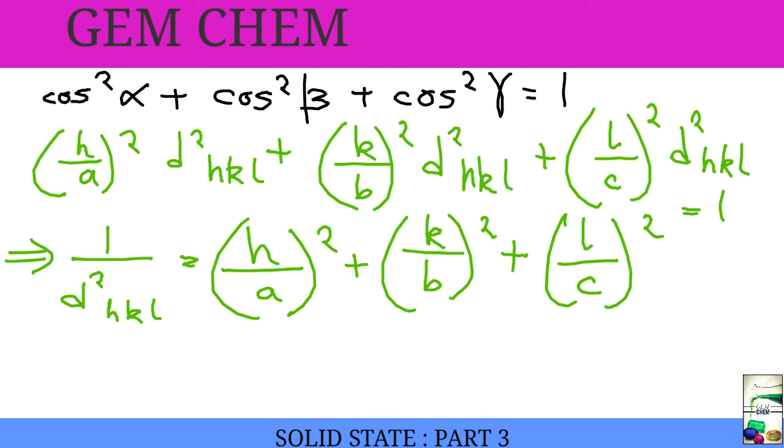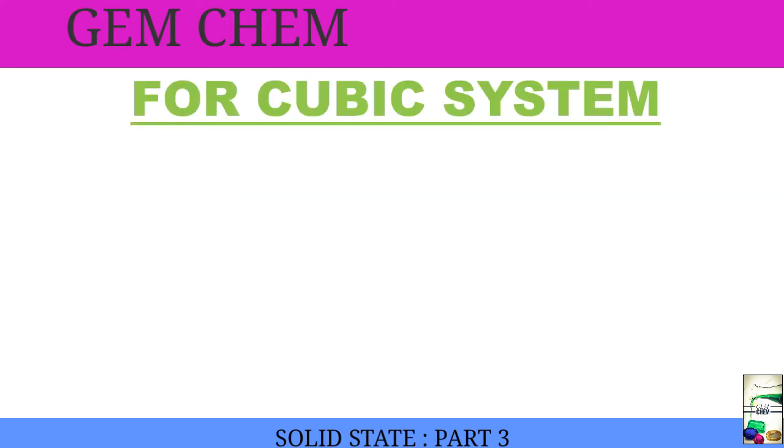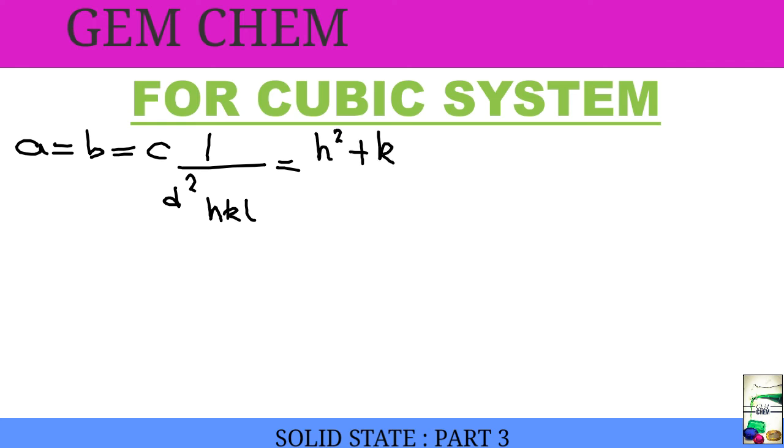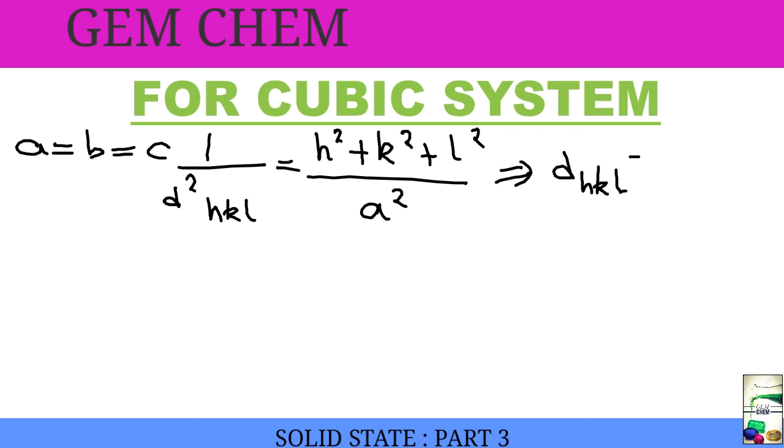Now we will go for the cubic system. For the cubic system we know that a equals b equals c. So we can write 1 by d square HKL equals h square plus k square plus l square by a square, and it can ultimately be written as d_HKL equals a by root over h square plus k square plus l square. This is the ultimate expression. By using this we can get the value of interplanar distance.